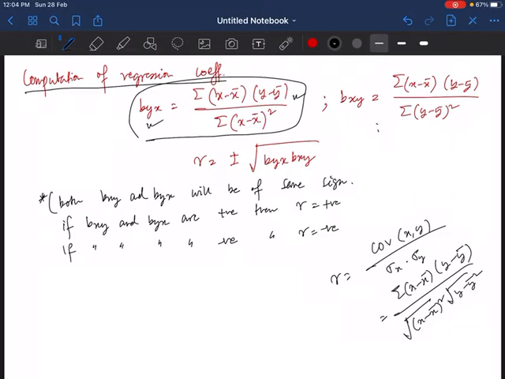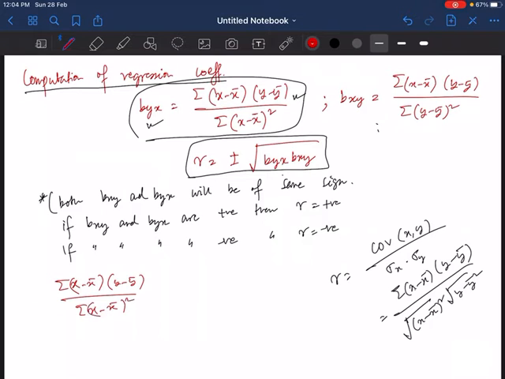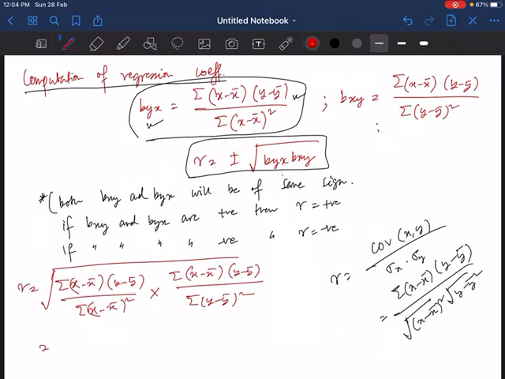Now there is another expression: r is equal to plus minus root over of byx into bxy. Let's see how we get this. The value of byx is summation of (x minus x bar)(y minus y bar) divided by summation of (x minus x bar) whole square, and bxy is summation of (x minus x bar)(y minus y bar) divided by summation of (y minus y bar) whole square. Now if I multiply them and take the square root, r is equal to the square root of this product.